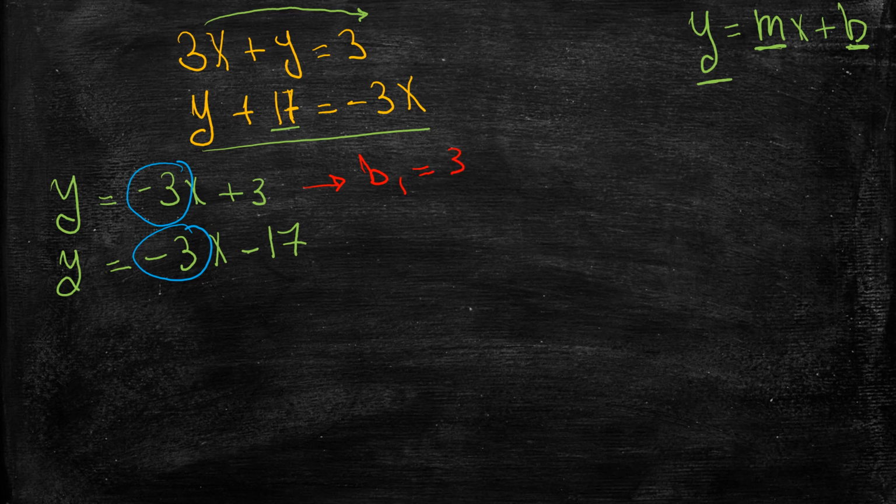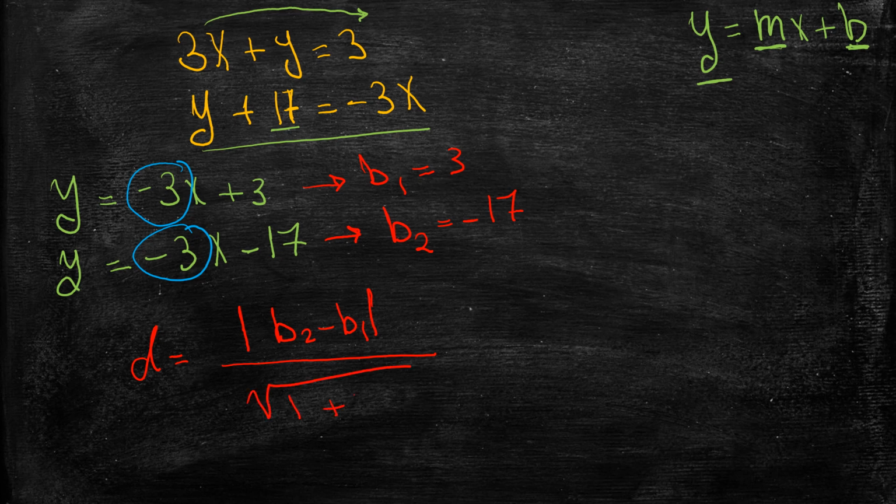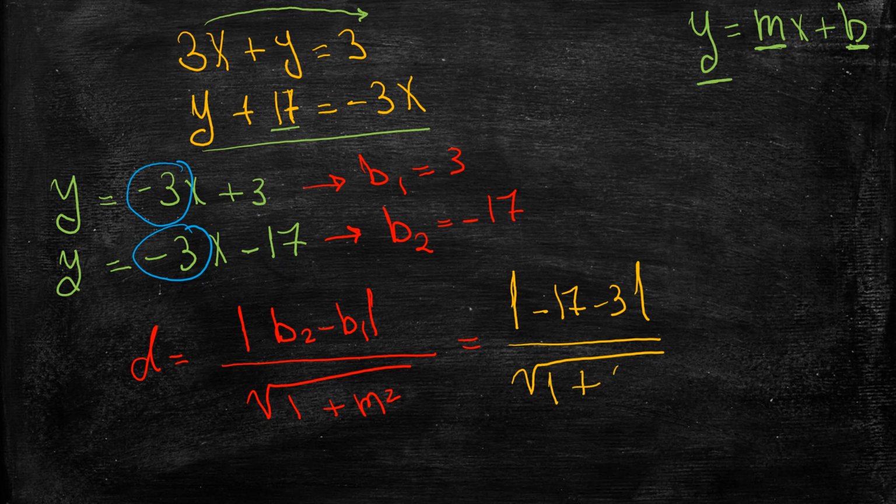b1 equals 3 and b2 equals minus 17. Use the first formula, which is the absolute value of b2 minus b1 divided by the square root of 1 plus m squared. You will get the absolute value of minus 17 minus 3 divided by the square root of 1 plus minus 3 squared. Don't forget that the slope here is minus 3.